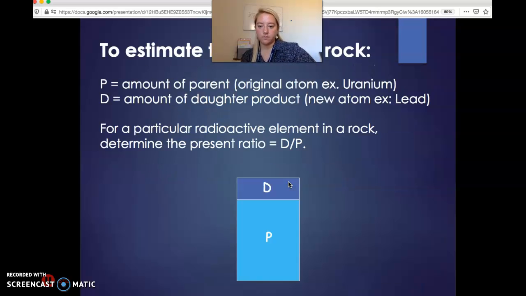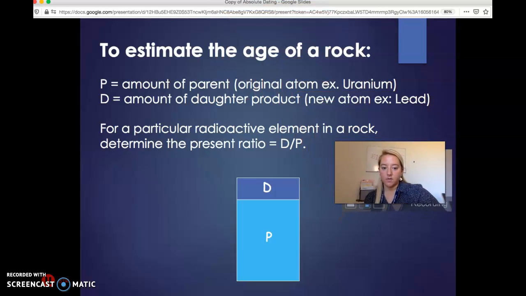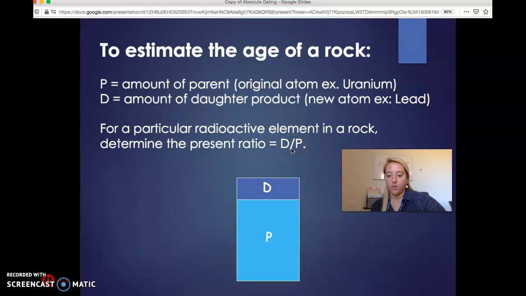Nothing causes it. To estimate the age of the rock, we often look at the ratio between the parent amount, or the original atom, such as uranium, and the daughter product. In our uranium example, lead is our daughter product. The parent is the unstable element, what is going to react, and the daughter amount is the product, or what results after the parent has split apart. Again, lead is the daughter product of uranium.